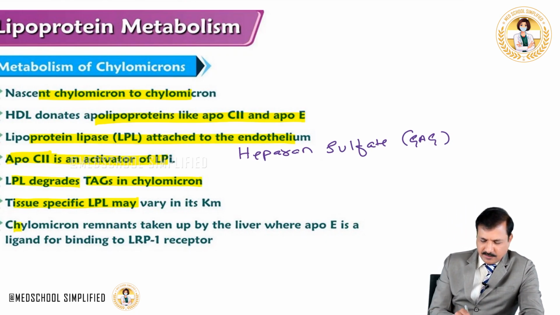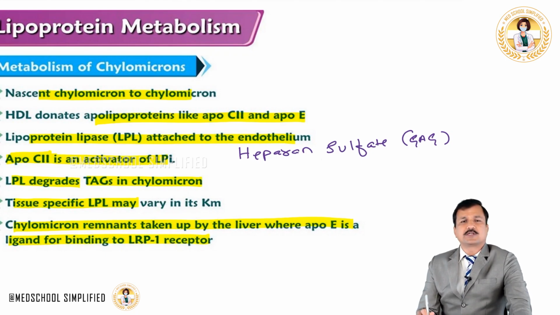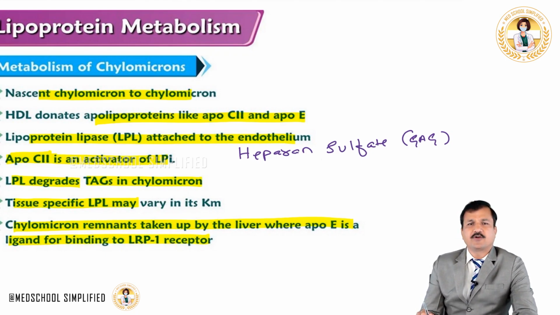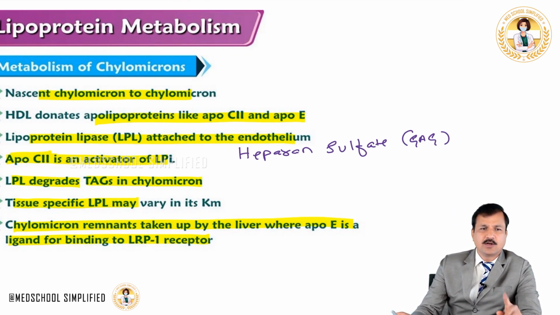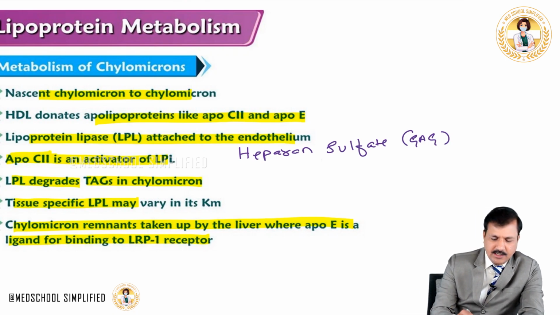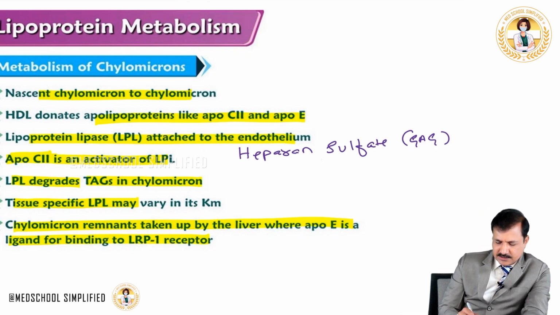Now the chylomicron remnants are taken up by the liver, where Apo E is the ligand for binding to the LRP1 receptor, which is sometimes referred to as the remnant receptor. So these are some of the high yield points that you must remember. And one more point that I didn't write here, I forgot to do that, is the role of insulin.